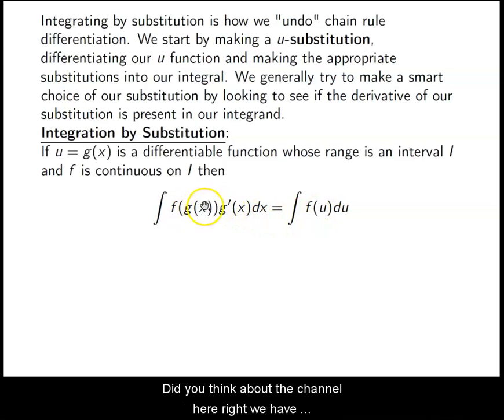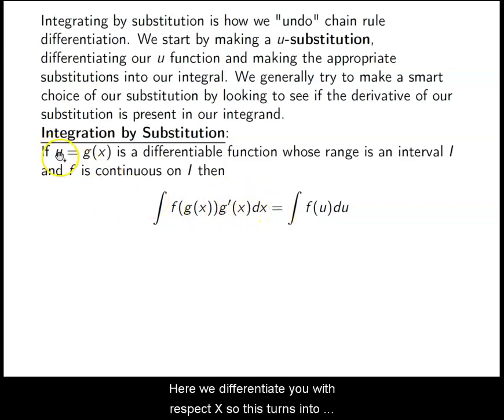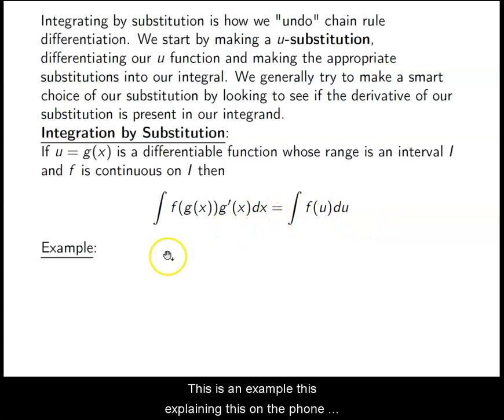If you think about the chain rule here, right, we have the function on the inside, take its derivative, and multiply that. Here we differentiate u with respect to x. So this turns into actually a du dx. And we'll have some equality, so our substitution then will look like the derivative of this inside function here times the differential of x. So let's do an example. Just explaining this from the formula won't make a lot of sense, but doing an example will definitely help out a little bit.